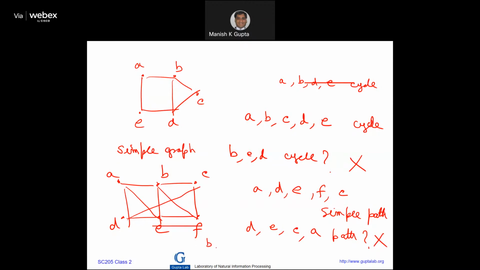What about B, C, F, E, E, B? This is a circuit of length 4. So B, C, F, E, and B. So 1, 2, 3, 4. It's a circuit of length 4, right? Circuit of length 4 because there are 4 edges. Okay.